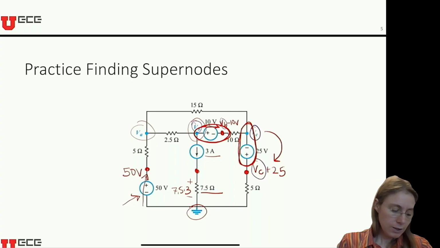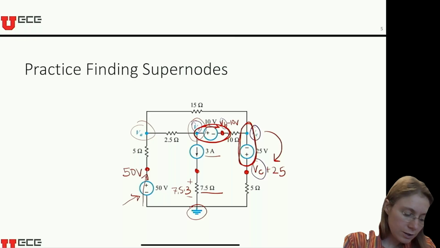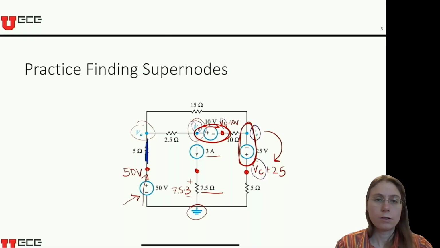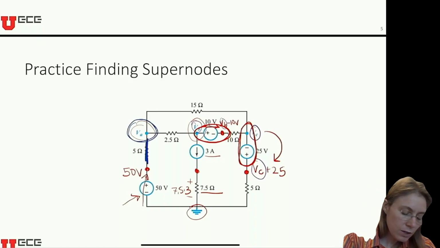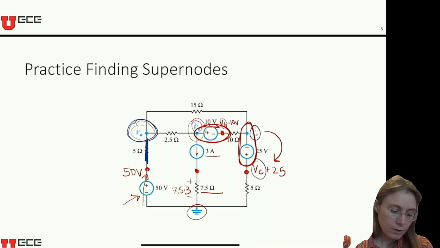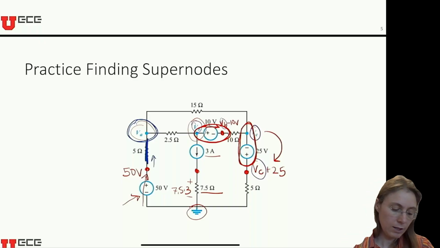But if, for example, this resistor wasn't here, then for solving for VA over here, I would need to use a supernode somehow, because for this branch, I don't have any known current.